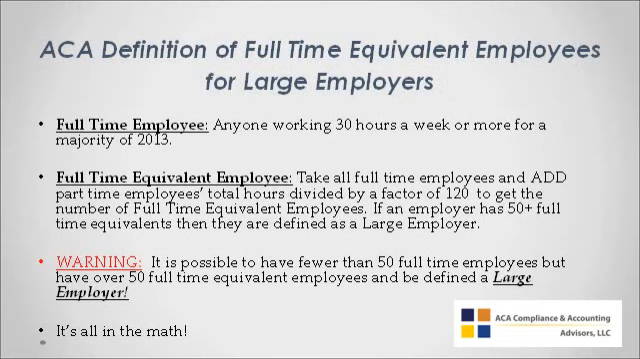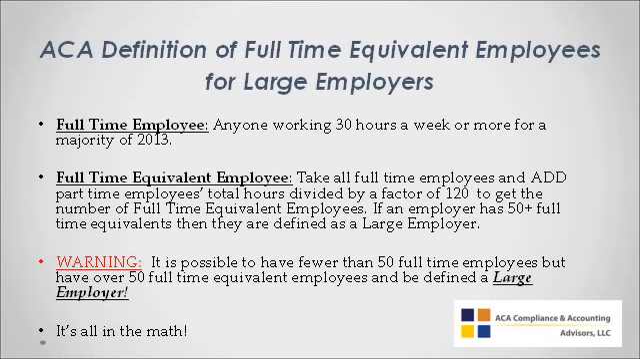ACA has defined a full-time employee as anyone working 30 hours a week or more. Many employers define employees eligible for benefits differently from 30 hours a week, but ACA's rules are the law. Therefore, 30 hours or more per week is counted as a full-time employee. Calculating full-time equivalents includes both full-time employees and part-time employee hours worked.